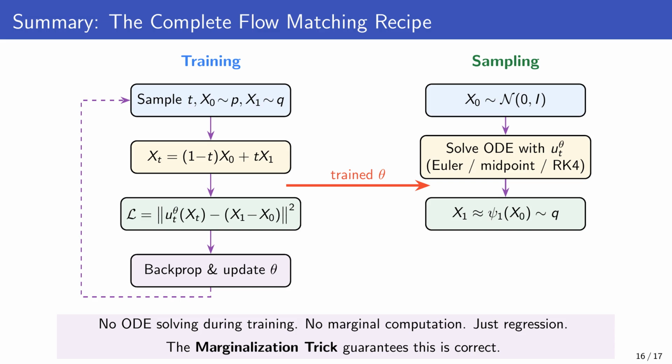The sampling side requires solving the learned ODE from t equals 0 to t equals 1. Start from noise, step through time using the learned velocity field, and arrive at a sample from the target distribution. Higher order solvers and more steps give better quality. The mathematical foundation connecting these two sides is the marginalization trick, Theorem 3. It guarantees that training with easy conditional velocities produces the correct marginal velocity field. The proof relies on the affine invariance of Bregman divergence gradients, which allows expectations to pass through the loss gradient. No ODE solving during training. No marginal computation. Just regression.